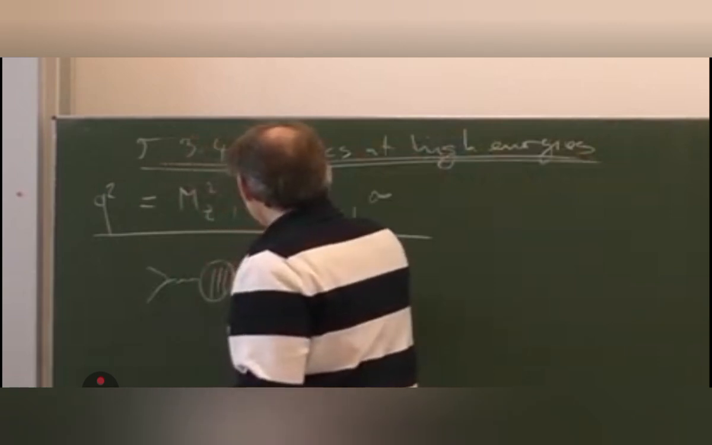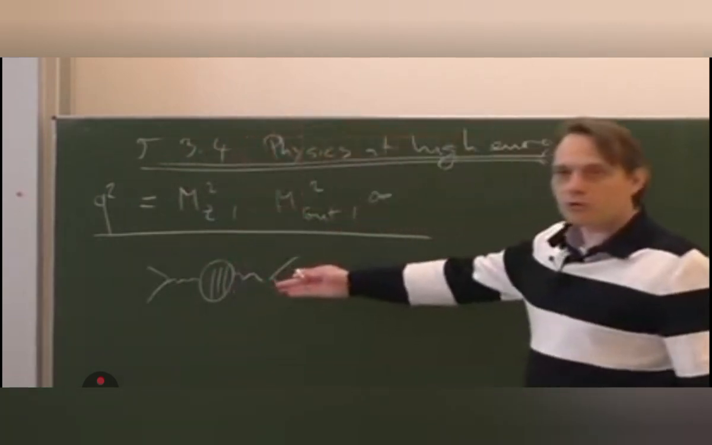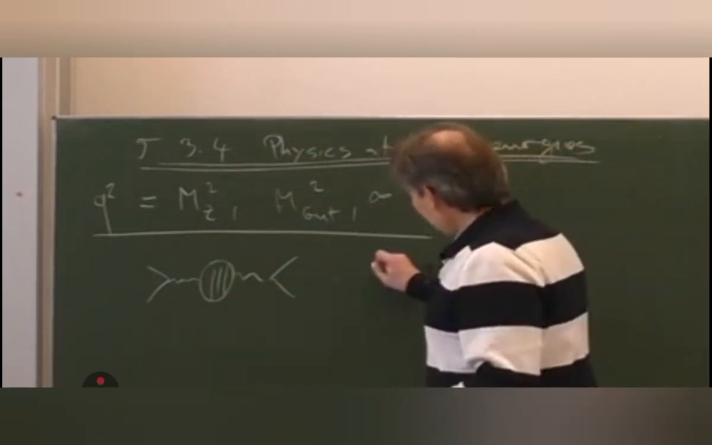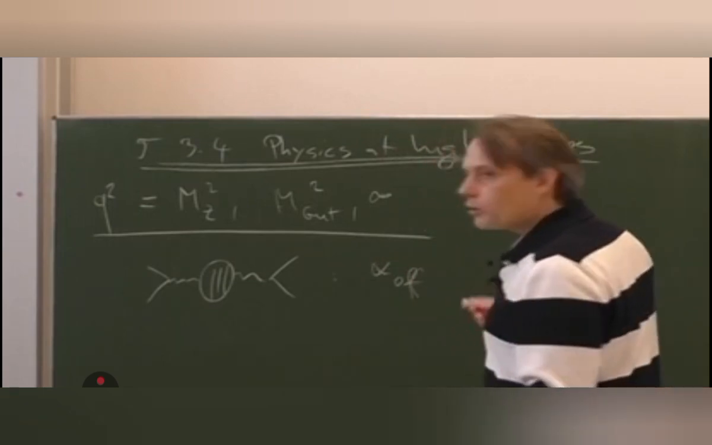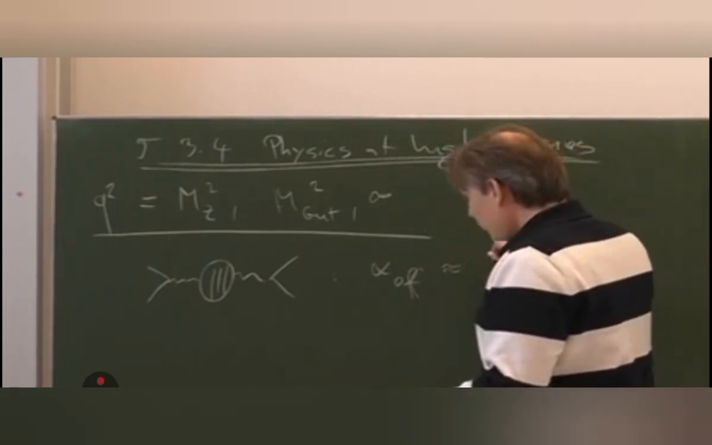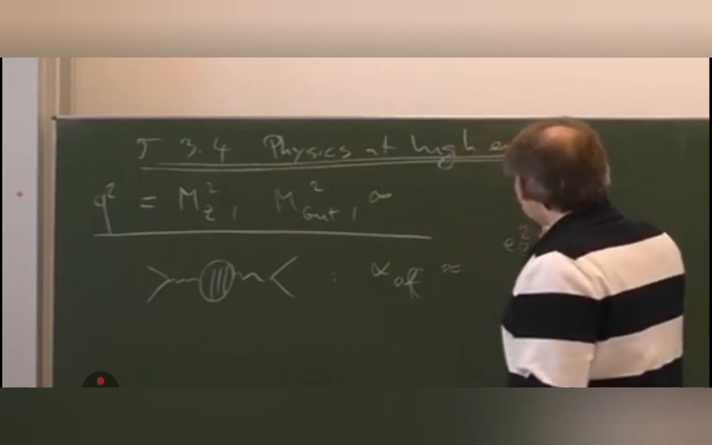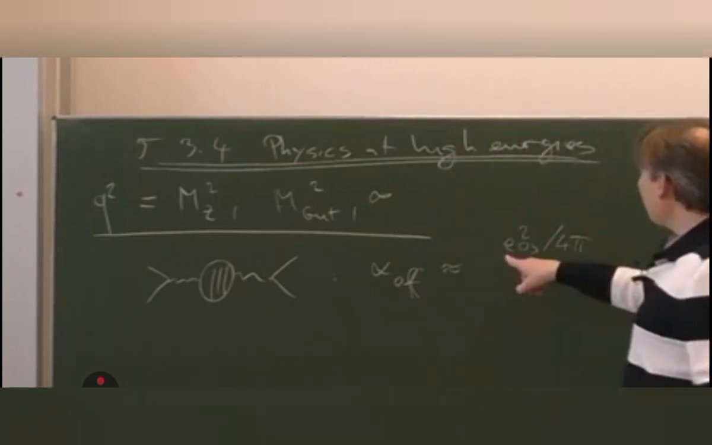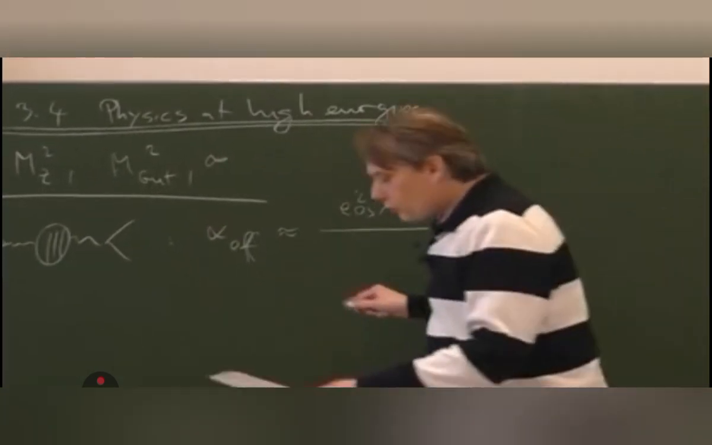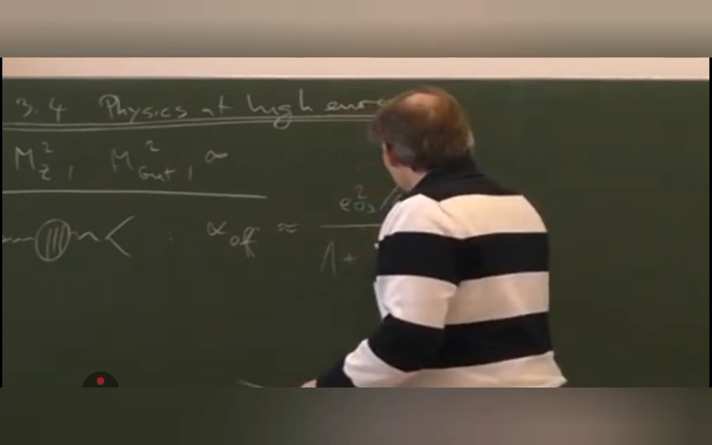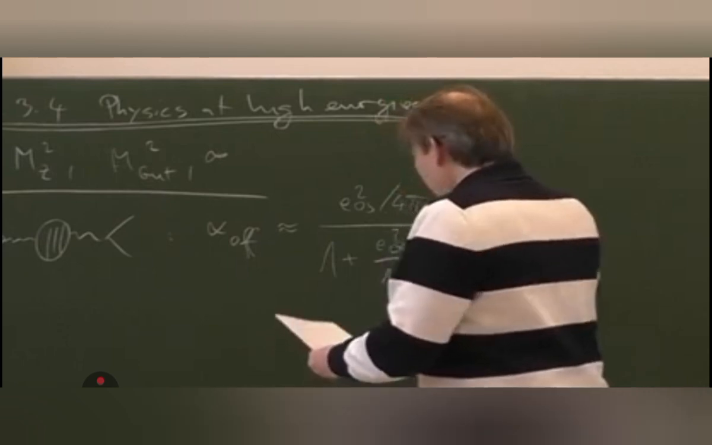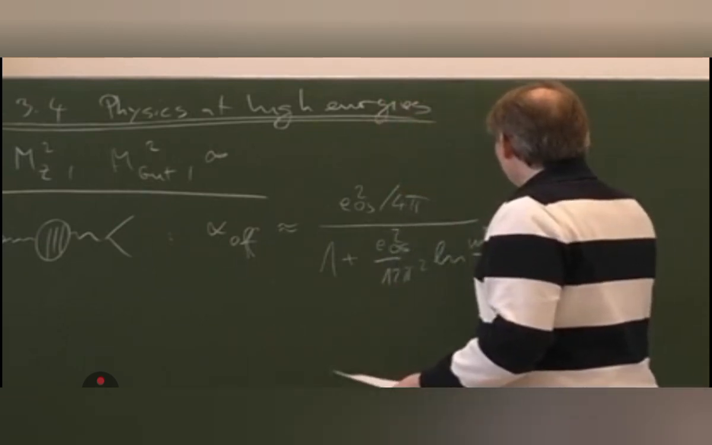So then we are looking at these kinds of diagrams. That is our approximation, that we only look at photon vacuum polarization corrections. And all of those can be absorbed or parametrized in terms of such an effective alpha. And the effective alpha is then given in our on-shell renormalization scheme as e square over 4 pi in the on-shell scheme, divided by 1 plus the loop correction. 1 plus e square divided by 12 pi square times the logarithm of m square divided by minus q square.